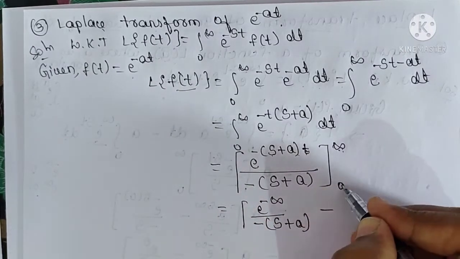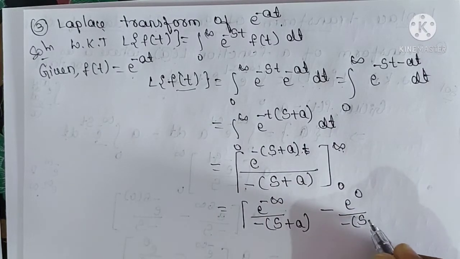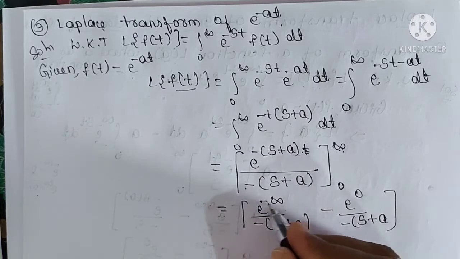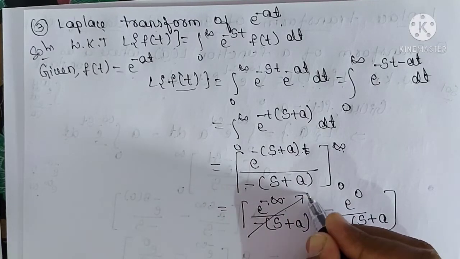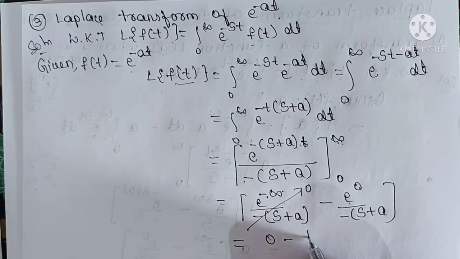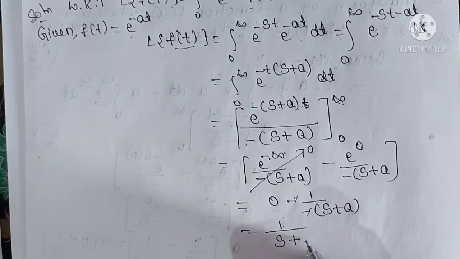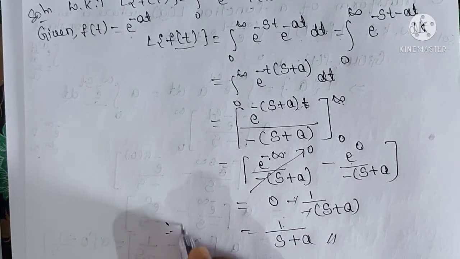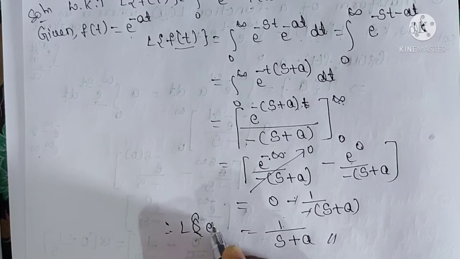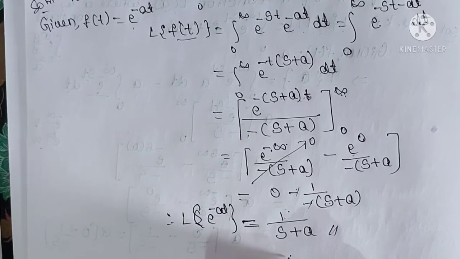Minus, if t is equal to 0, 0 times any term is 0, so e power 0 divided by minus (s plus a). The value of e to the power of minus infinity is 0, so this entire term becomes 0. That is 0 minus e power 0, whose value is 1, 1 divided by minus (s plus a). Minus minus cancels, remaining 1 divided by s plus a. Therefore L of e to the power of minus at is equal to 1 divided by s plus a.